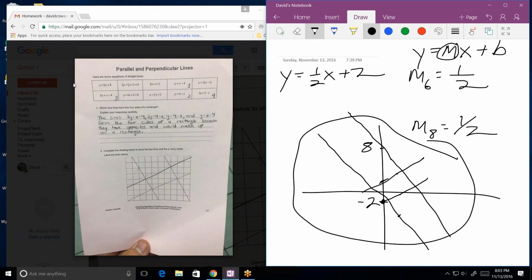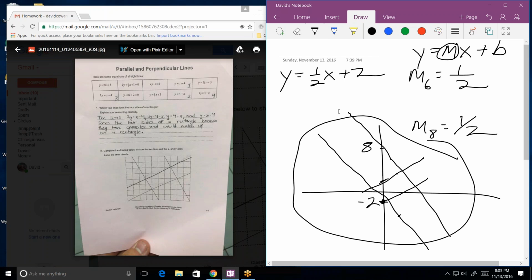This question helps. I like the fact that they gave you 10 equations here, and there's only 4 of them that fit our criterion, which is 2 of them have to have the same slope, and 2 of them have to have negative reciprocal slopes. Always remember that when you're finding the slope of the perpendicular, you have to do 2 things, not 1. Everybody makes the mistake and only does 1. They either take the reciprocal or they take the negative, but they don't do both. You've got to do both.